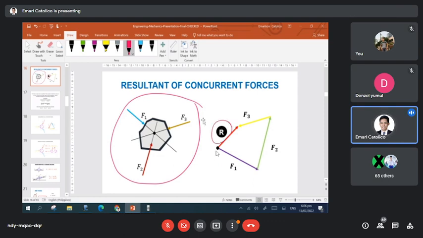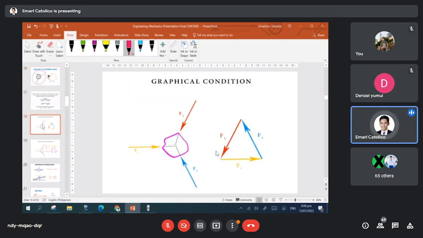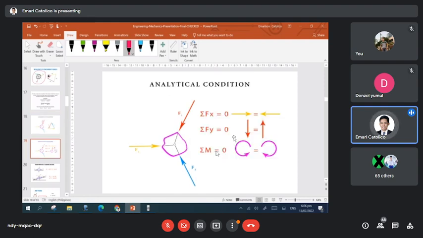So yun yung concept ng resultant. Napunta tayo dito sa graphical condition. Again, graphical condition is magpo-form ka ng polygon, ano? So, na-form nito is triangle. So, let's say yung F3 natin yung resultant. Okay. Then, analytical condition, ito na yung mga summation of F of x, summation of F of y, and summation of moment.